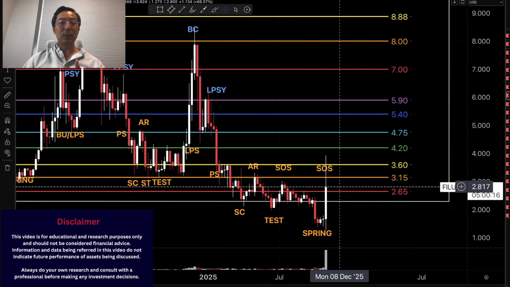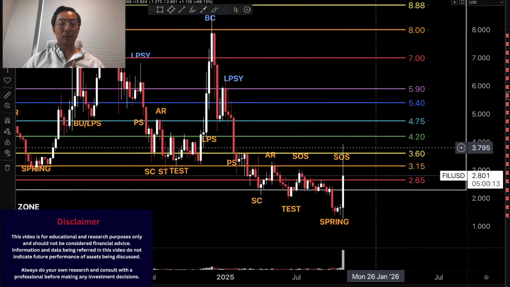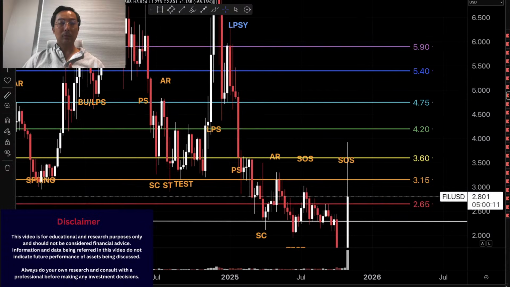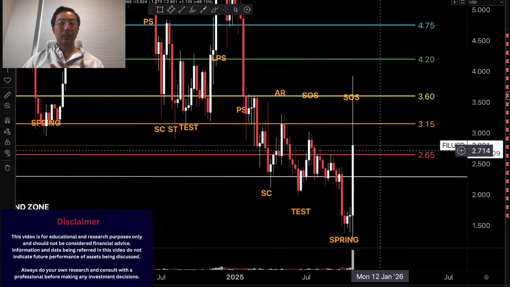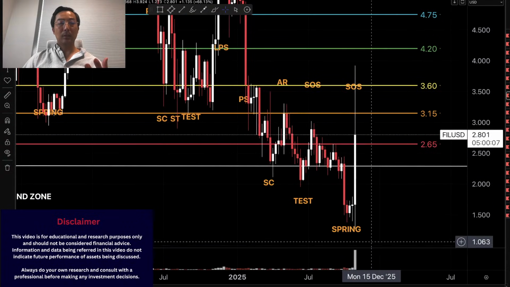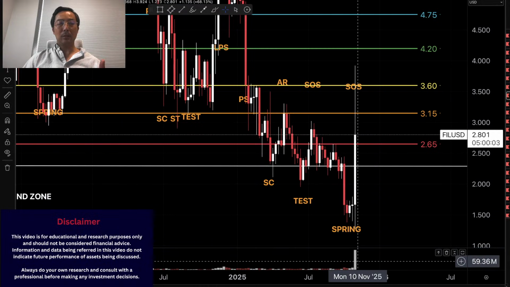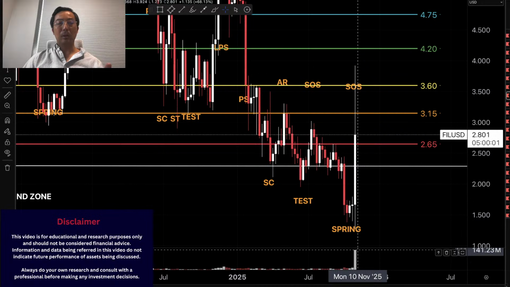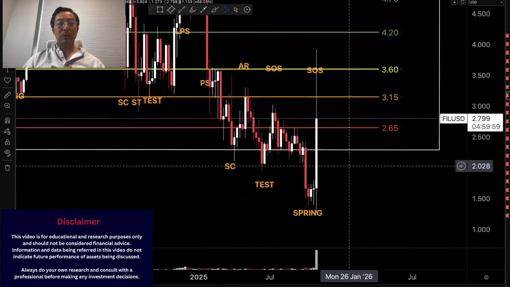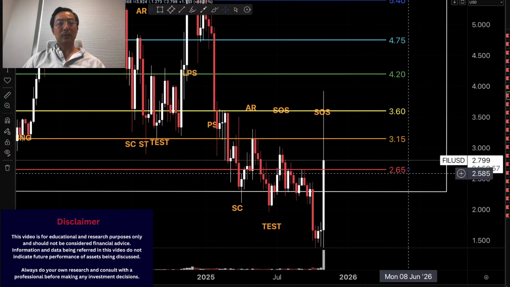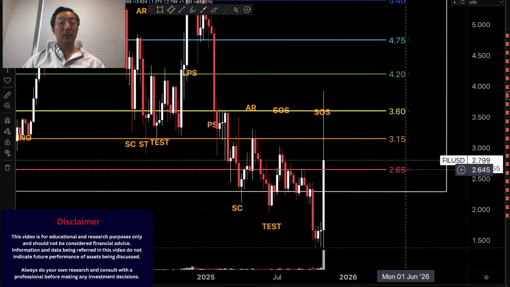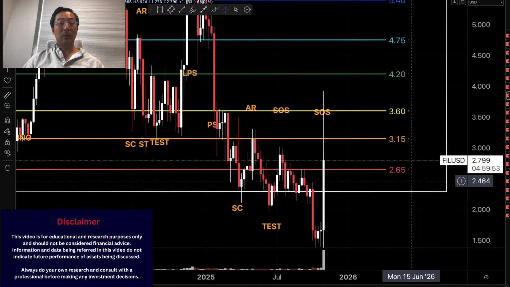Even though the rejection is pretty strong when the price went above the yellow key level of $3.60, it shows us there is pretty heavy interest over here by looking at the volume bar. Alright, so current price got back to near the red key level of 2.65.